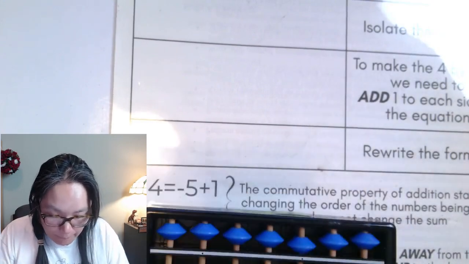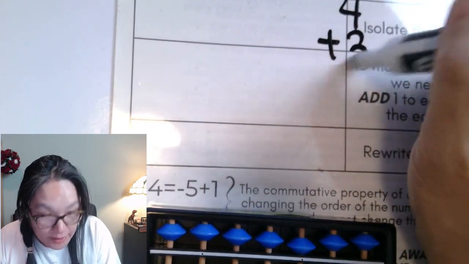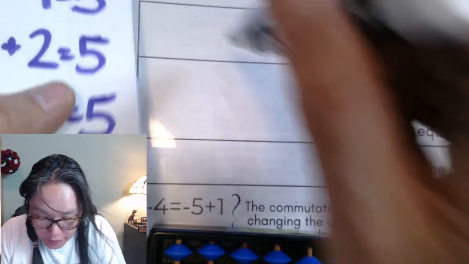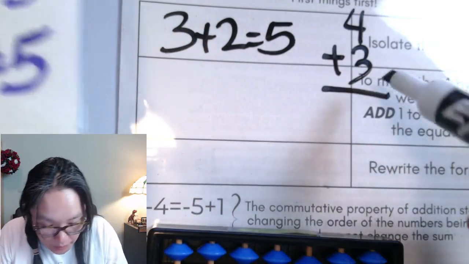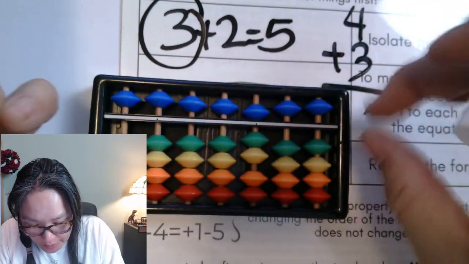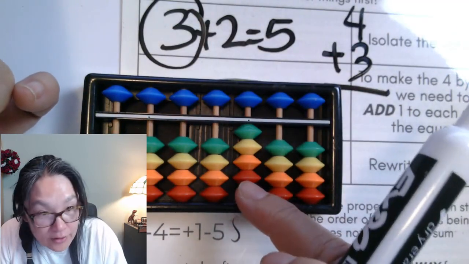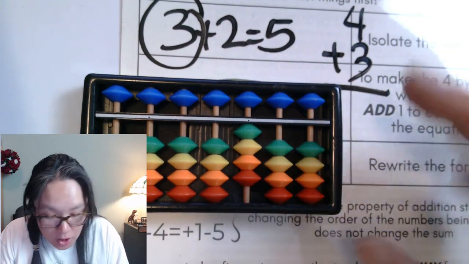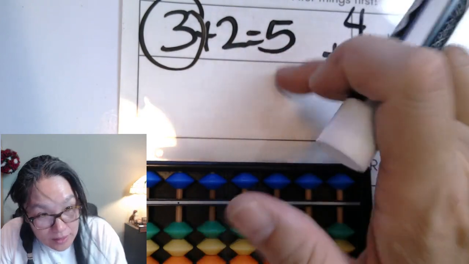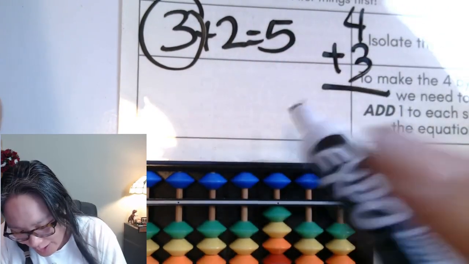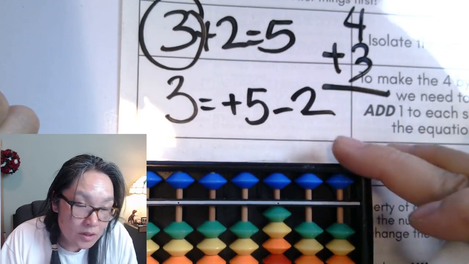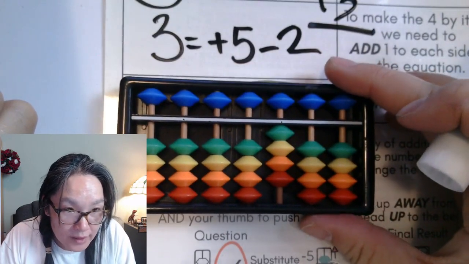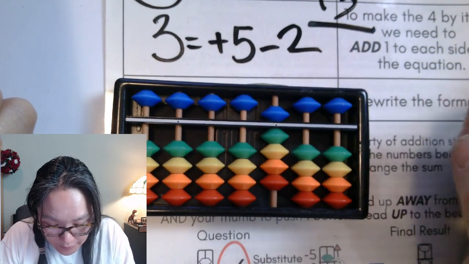So here, if we did 4 plus 3, we know how to make a 5. 3 plus 2 equals 5. Well, what are we going to do? We're going to isolate the 3. Why? Because right now, when I add the 4, I don't have enough beads to add the 3. So I'm going to modify my stock equation. 3 is equal to plus the 5 minus 2. So this is the formula, and it's directions. Plus the 5, and then take away the 2.